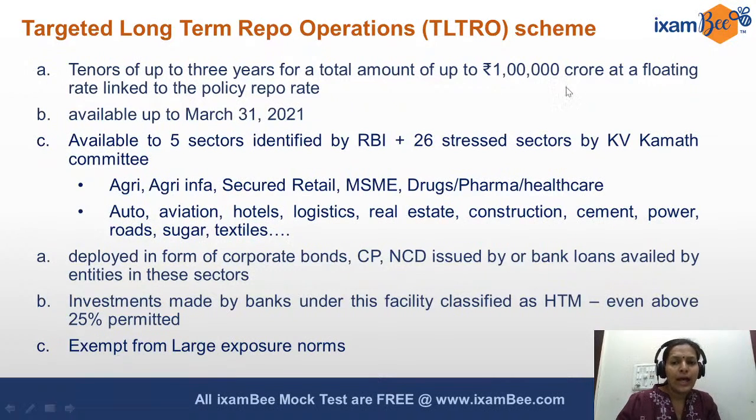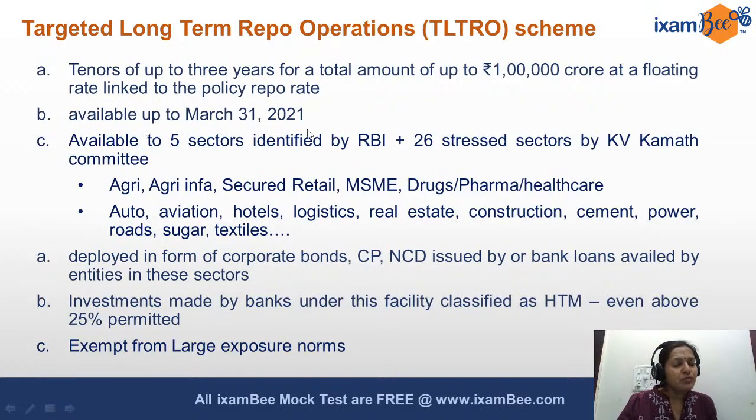Total amount of 1 lakh crore. As of now, this amount can be increased by RBI later also, but as of now it is 1 lakh crore, and the amount can be availed by the banks from RBI at a rate which is linked to the policy rate. Okay, so it is cheap money for the banks to get.